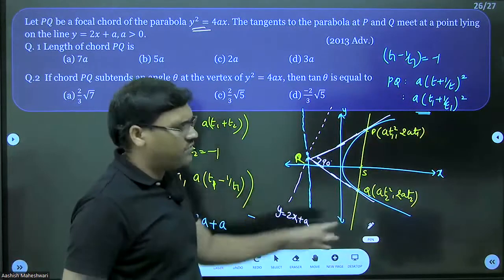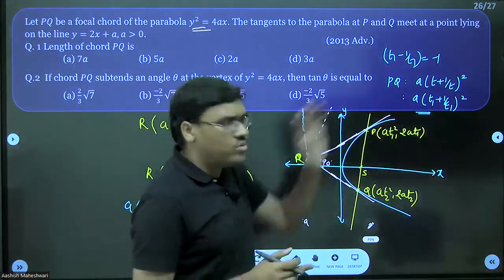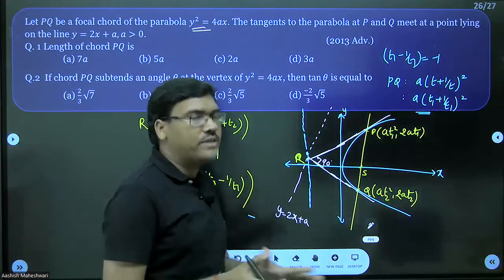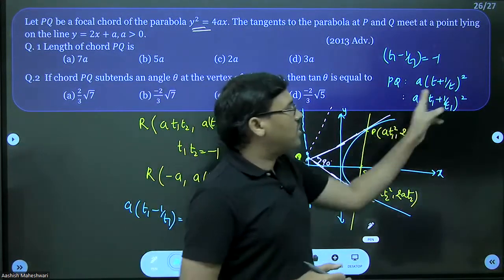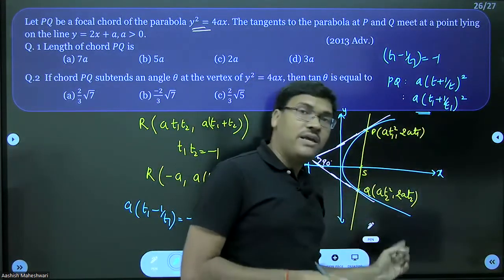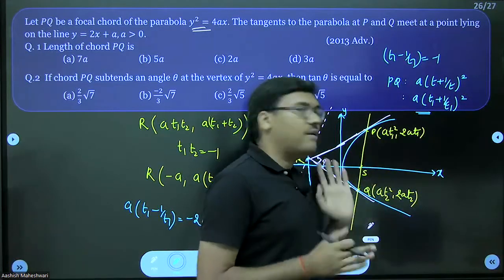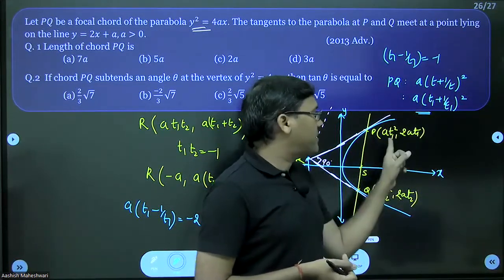Otherwise, what can you do? You can also solve using the distance formula. But you should know all these basic results. This is the important point, okay? This is the length of focal chord. What is t? t is any one end of the focal chord. So we have assumed this as T1.